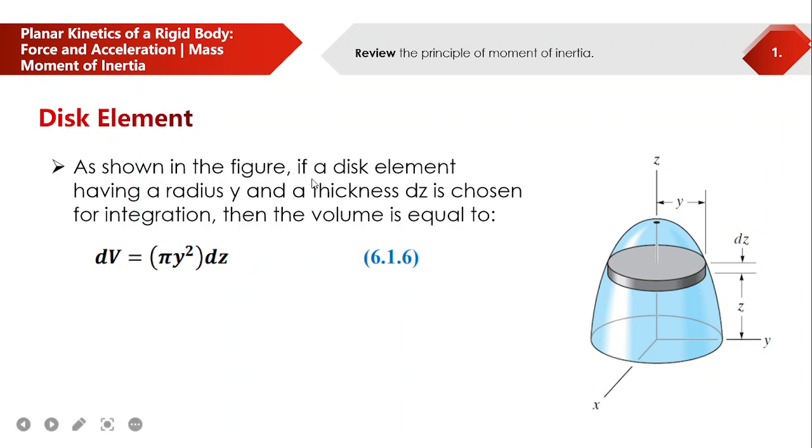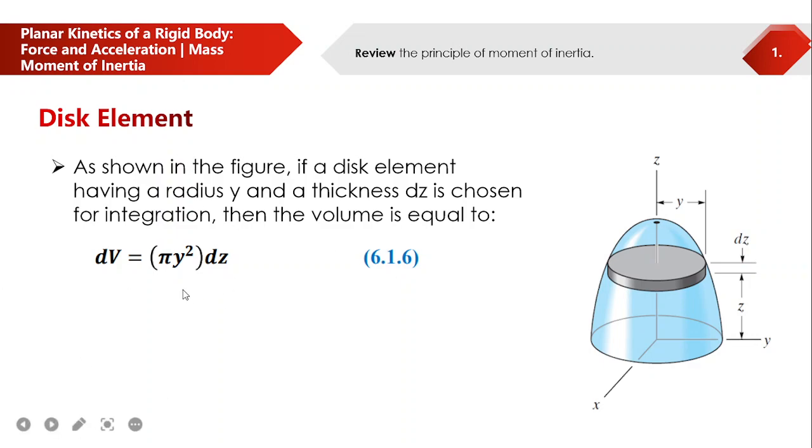As shown in the figure, the disk element has a radius y, and the thickness is dz, since the z-axis is chosen for integration. Then the volume is equal to the volume of a cylinder, which is pi r squared times height.